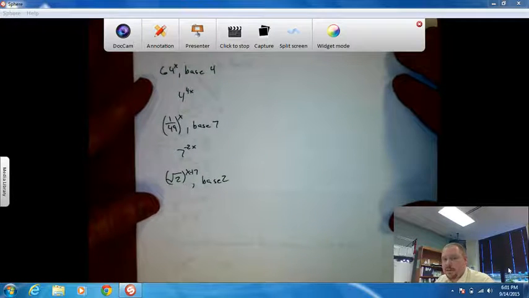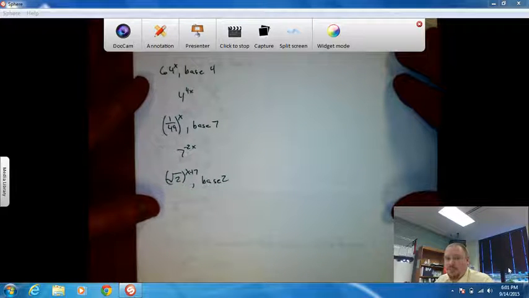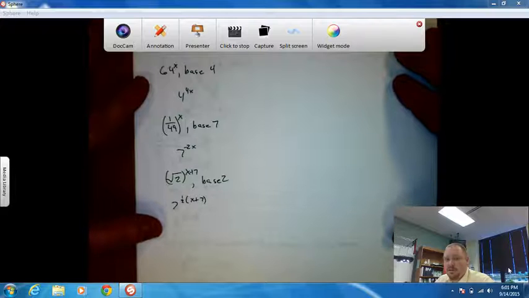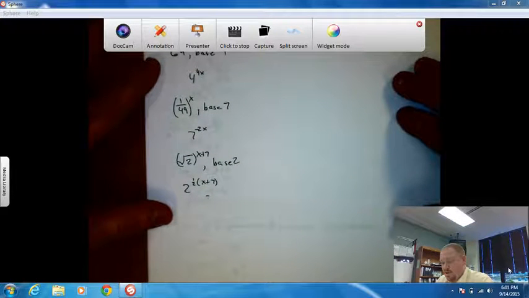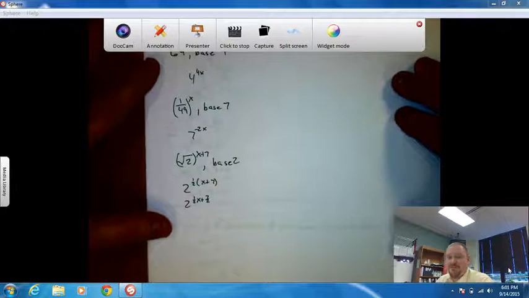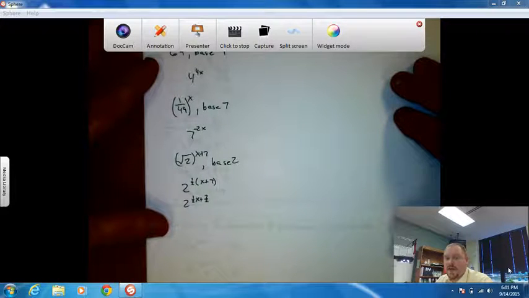Then things can start to get a little bit more difficult when I have the square root of 2 to the x plus 7, if I needed to write that as base 2. Well, recall that the square root of a number is the same as an exponent of 1/2. So I can rewrite that as 2 to the 1/2 times x plus 7, with the 1/2 and the x plus 7 all in the exponent. Then all I have to do is simplify the exponent. I distribute the 1/2, so that's 2 to the 1/2 x plus 7/2.